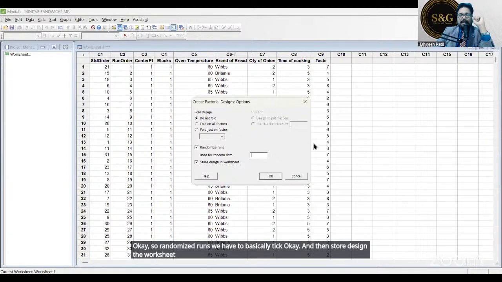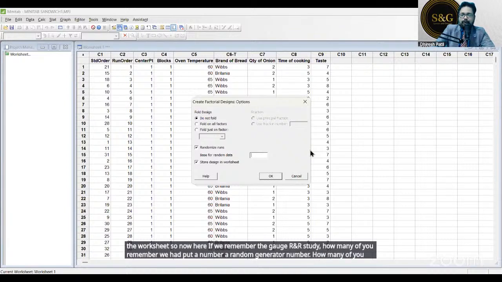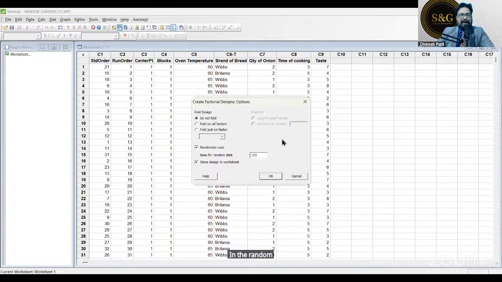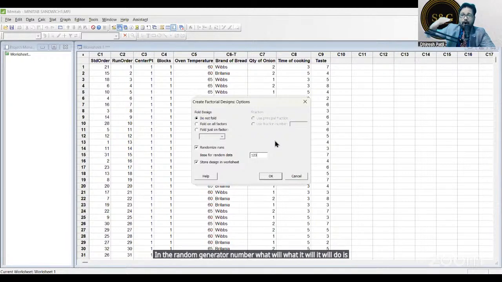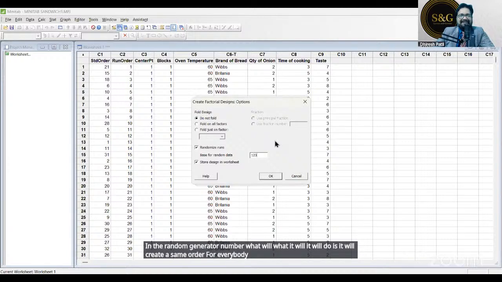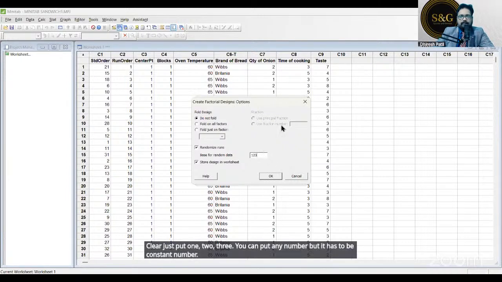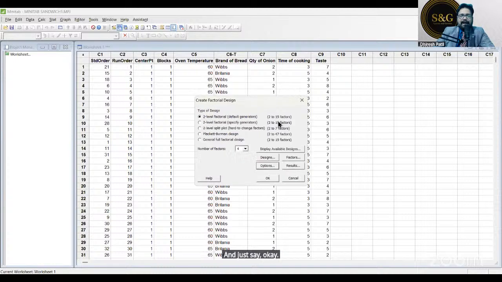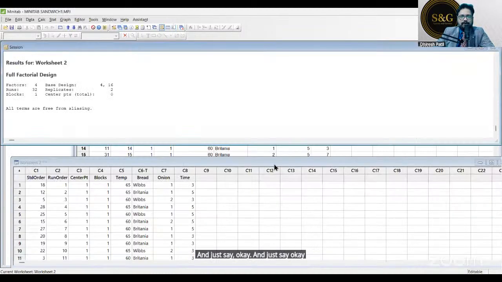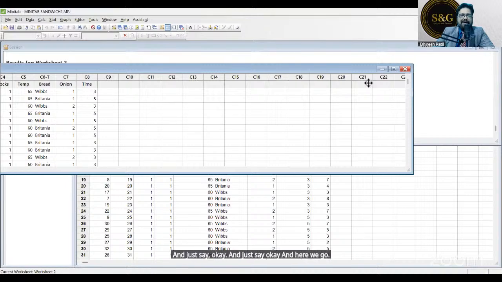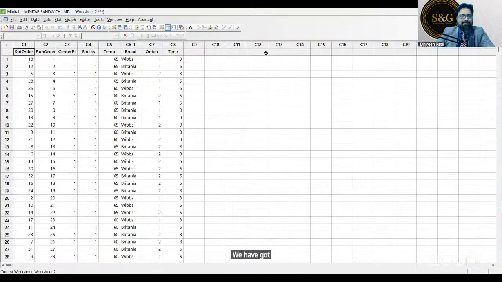So now here, if you remember the gauge R&R study, how many of you remember we had put a random generator number? How many of you remember we put 1, 2, 3 over there? Everybody has put 1, 2, 3 in the random generator number. What it will do is it will create the same order for everybody. Clear? Just put 1, 2, 3. You can put any number, but it has to be a constant number. And just say okay. And here we go. We have got this design done. How many of you got it?